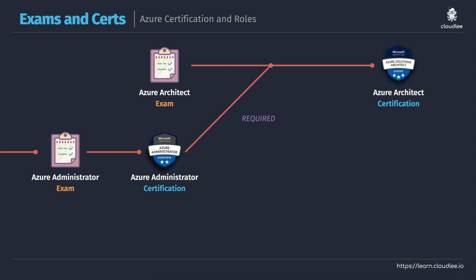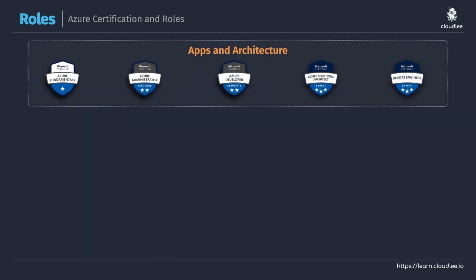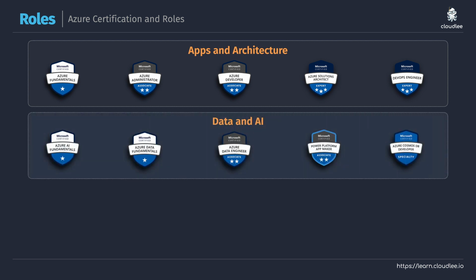The last thing I wanted to cover off is roles. When you're working with Microsoft and Azure certification, you'll find that there's lots of different certs that you can go and achieve. If you're looking at apps and architecture, you might be covering off the fundamentals, administration, development, architecture, DevOps, and much more that I haven't listed here. If instead of that you're actually interested in data and AI, well, you can find other fundamentals exams there as well, such as the AI fundamentals or the data fundamentals, and various other certifications like the Data Engineer, Power Platform App Maker, and Cosmos DB Developer Speciality.